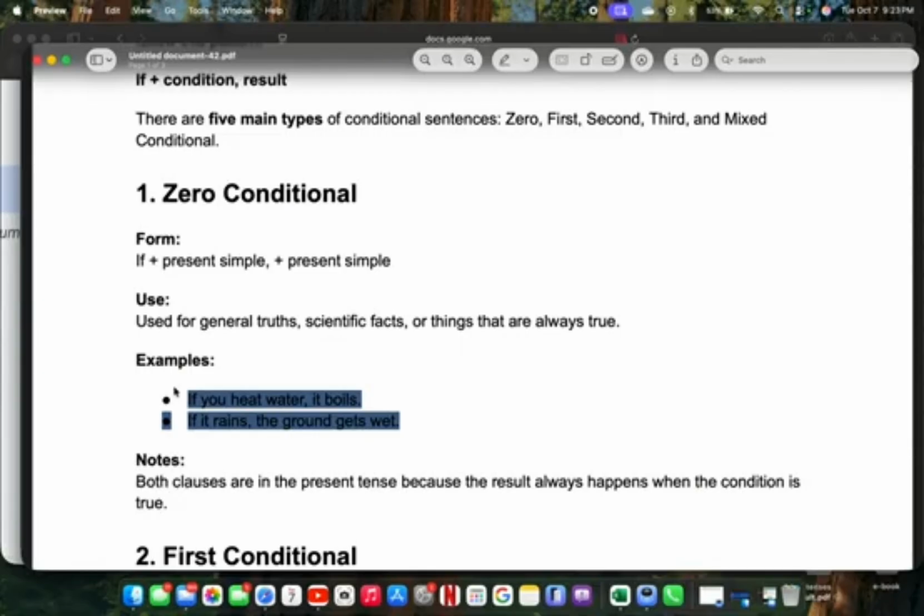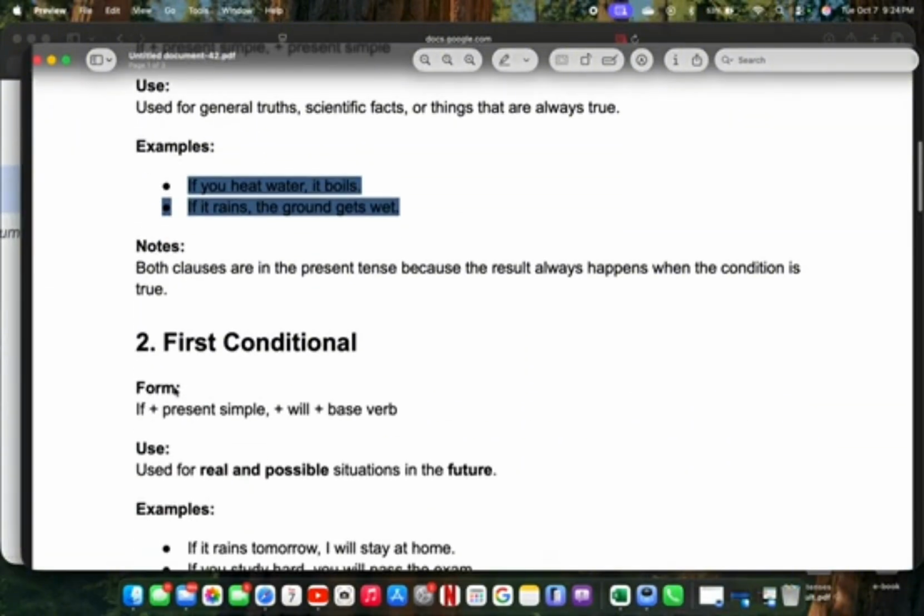Contohnya if you go, I go. Betul ke? Sebab itu adalah zero conditional. So maknanya kita bukan guna tenses yang betul. Okay, so kita kena dig in dulu. Sebab yang first kita cakap pasal zero conditional. Zero conditional means we're talking about truth, or scientific fact. Both clauses are in the present tense because the result always happens when the condition is true. Oh, so if you go, then it means I will always go.